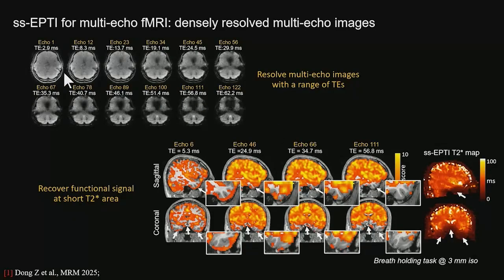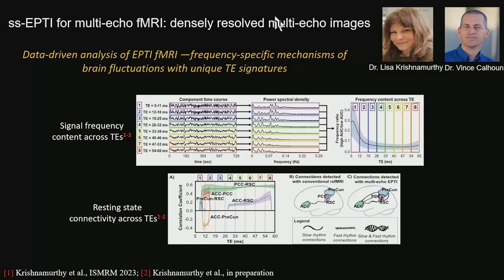And these are showing the multi-echo images resolved in the single-shot EPTI images from TE of 3 milliseconds to around 60 milliseconds. And these early echoes can be used to recover functional signals in the short T2-star regions. And there are also other ways to use these densely resolved multi-echo images, like our collaborators at GSU, Dr. Lisa and Vince Calhoun, who have been using our rich multi-echo EPTI data to look at the unique TE signatures, like signal frequency content or resting state connectivity, to explore the rich information.